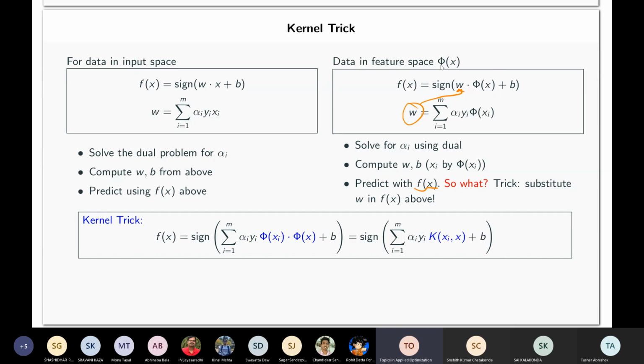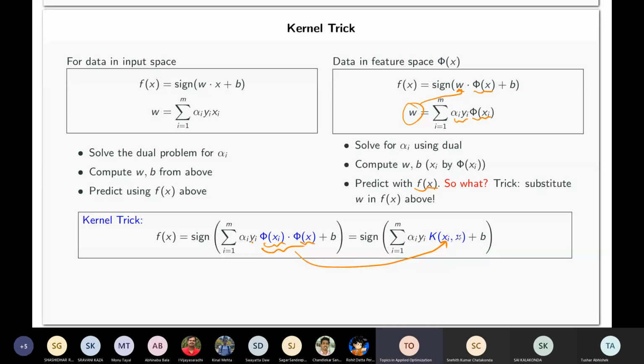This is in our new space, and here we are trying to figure out how things look. So now f(x) will be sign of alpha i yi. These were from the w term. So we substituted w here, and then we will have phi xi dotted with phi x. And then the b term is separately there. If we combine these two terms, we get the so-called kernel.